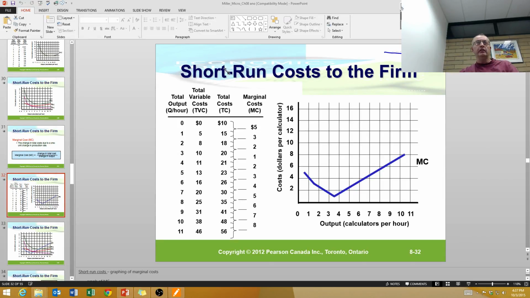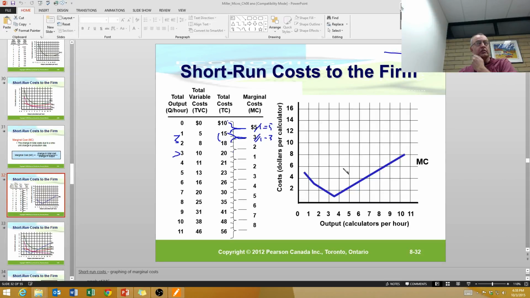So again, it's simply the change in the total costs divided by the change in the output. So when we produce 1 unit, our total costs increase from 10 to 15, so that's a difference of 5, divided by the change in output, which is 1, so that equals 5. When we produce a second unit, our total costs go from 15 to 18, so that's a difference of 3. 3 divided by the change in additional units of output, which is 1, equals 3, third unit, and so on.